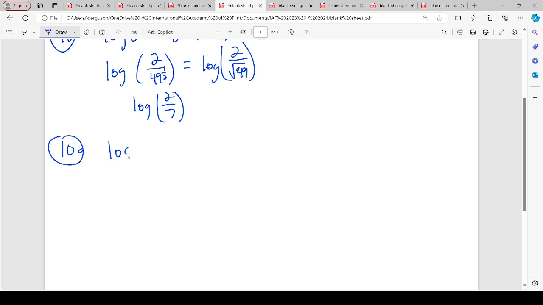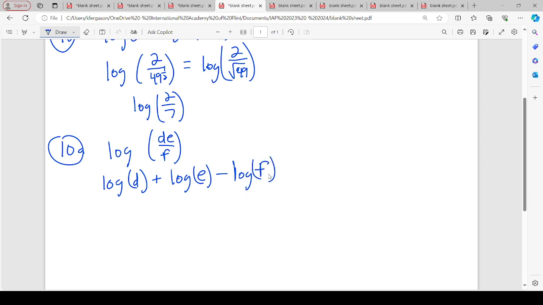10A says I got log of D times E divided by F. Rewrite the following expressions, expanding them from one log to many logs. So now I'm doing the opposite. So I've got things that are multiplied. I know that I can spread those to two different things that are being added. And then I got something that's divided. I know I can spread that to something that's being subtracted. So just to hammer the point home, this will be log of D plus log of E minus log of F. And that's it.